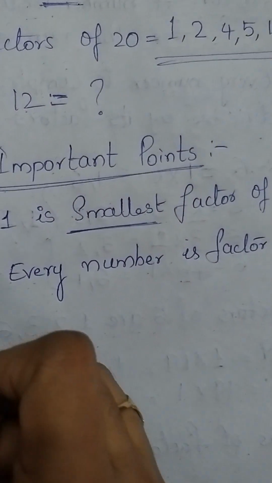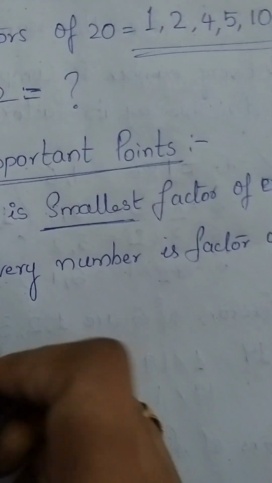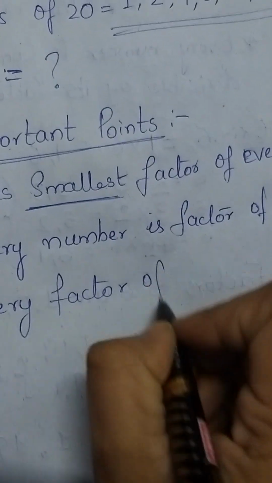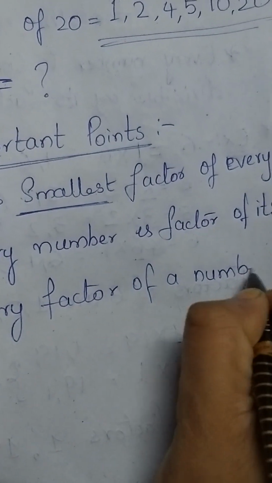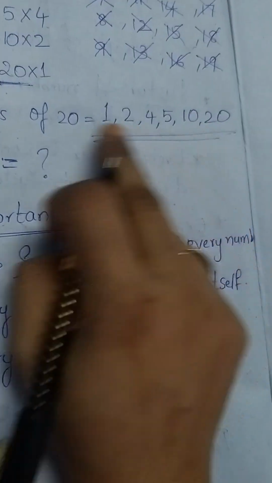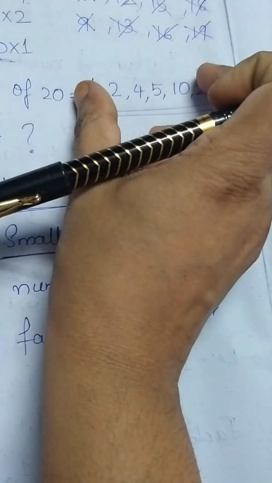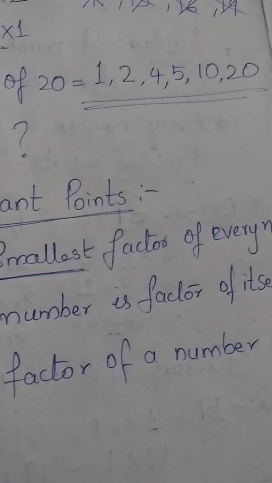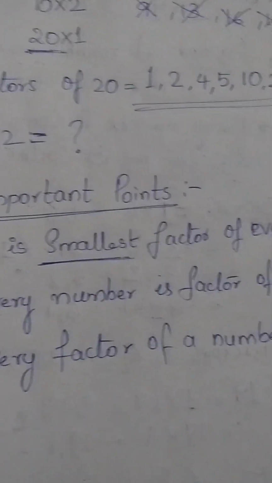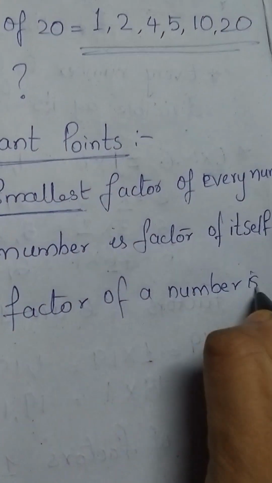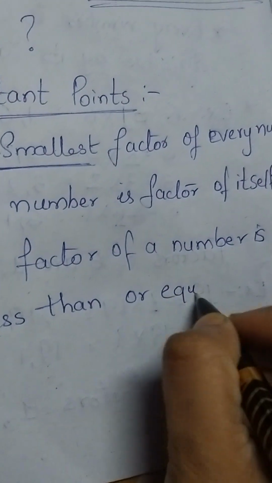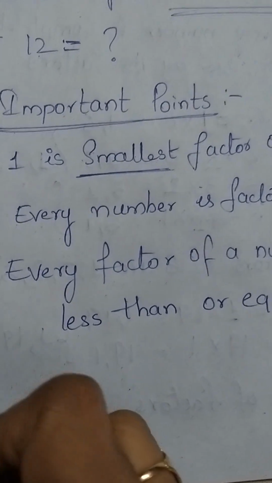We have to remember, every factor of a number is less than or equal to the given number. Some factors are less than 20 and 20 is equal to 20. So what it is saying, children, is every factor of a number is less than or equal to the given number.